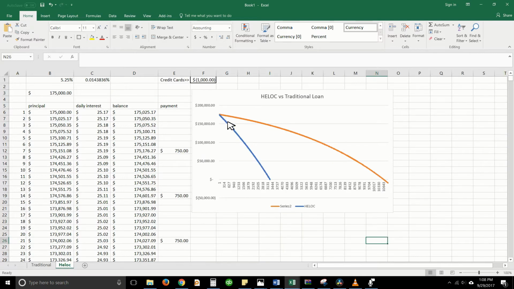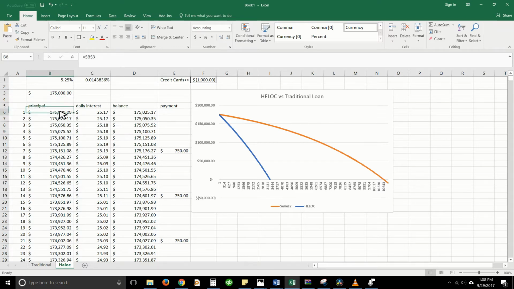This is an example of the HELOC. And this is at the same interest rate, 5.25%. This is your daily balance. But I'm also adding credit card payments. So you're paying your credit cards through your house. And it could be effective the same day when you make payments.